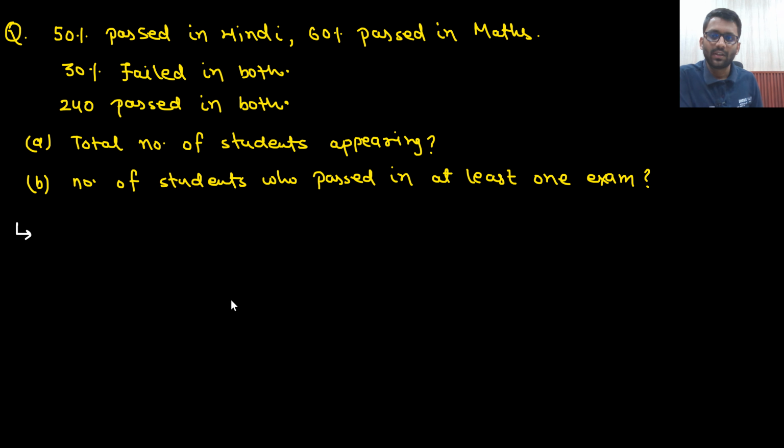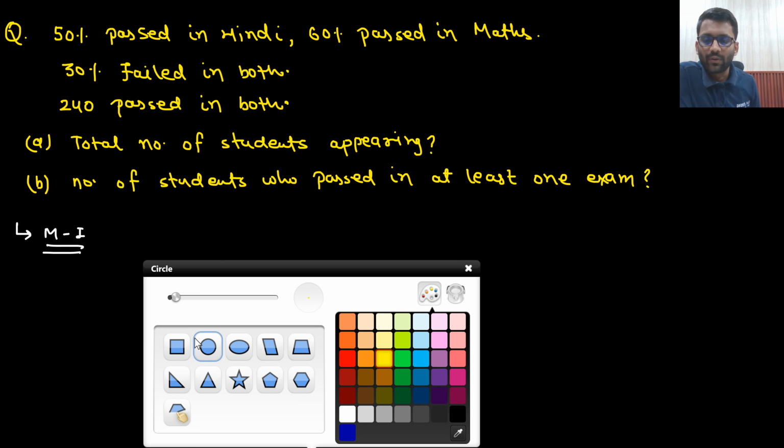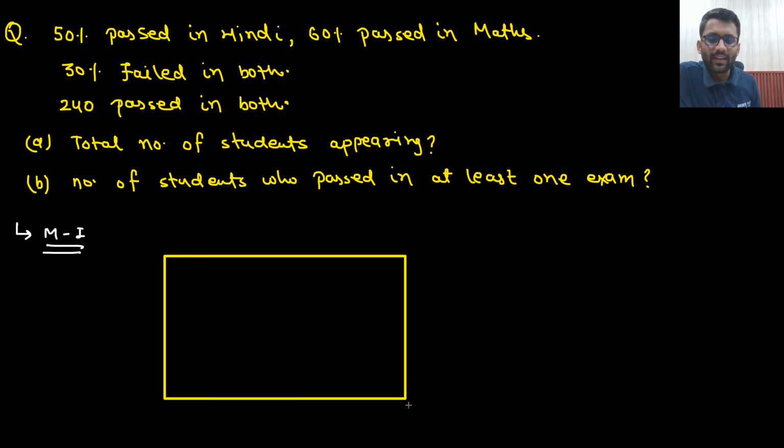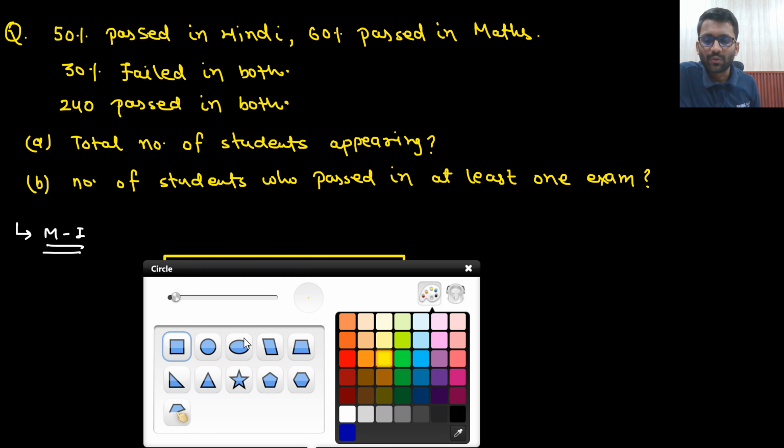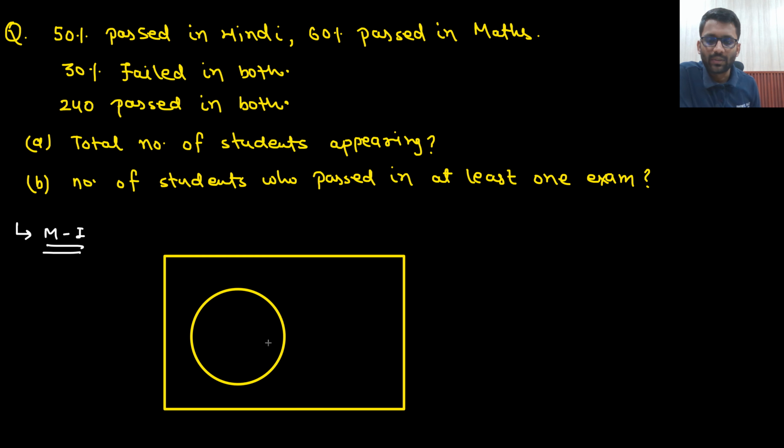Let's solve this one. So what they are saying, 50% of the students passed in Hindi, 60% passed in math. So we will solve it by two methods. Let's see method one. You can solve it by any method. I just want to give you the approach. So I will solve by two methods.